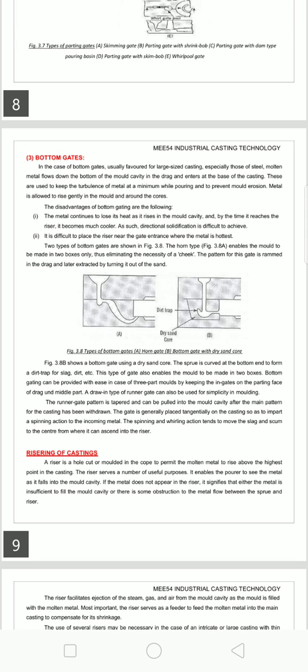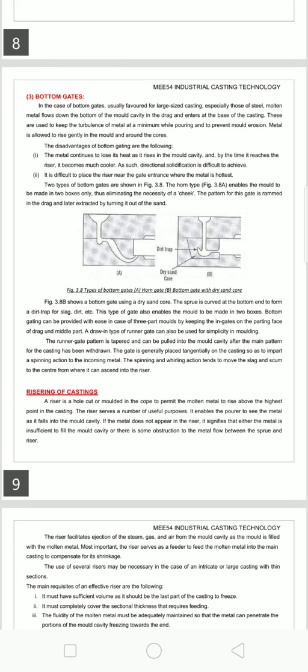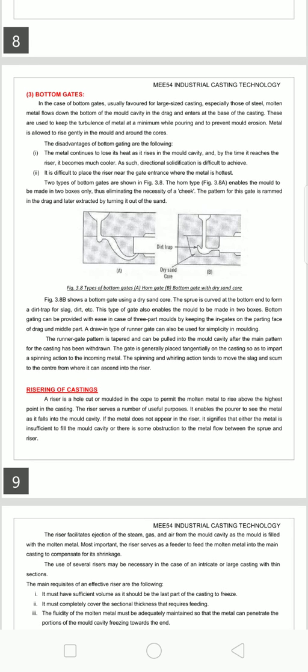The horn gate enables the mold to be made in two boxes only, thus eliminating the necessity of a cheek. The pattern for this gate is rammed in the drag and later extracted by turning it out of the sand. The figure also shows a bottom gating system using a dry sand core. The sprue is curved at the bottom end to form a dirt trap or slab. This type of gate also enables the mold to be made in two boxes.